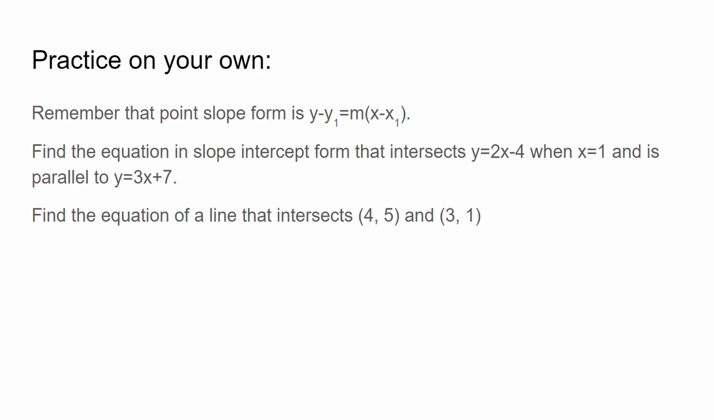And finally, find the equation of a line that intersects (4, 5) and (3, 1).